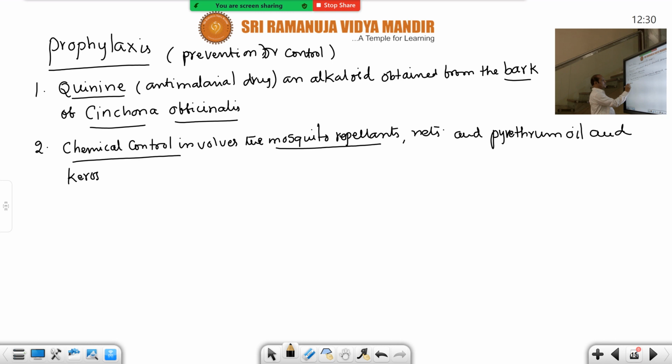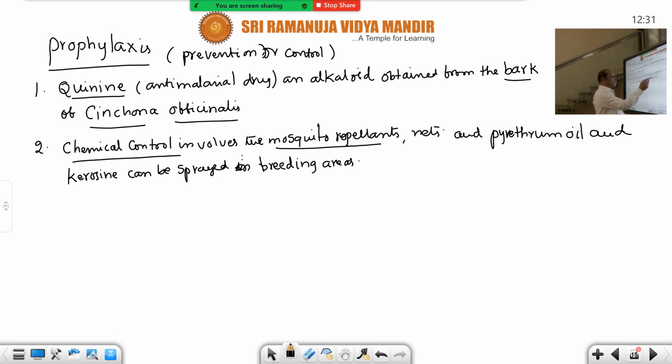Sprayed in their dwelling areas, breeding places where the eggs are deposited. Generally mosquitoes lay eggs on the surface of water, so that is the breeding area. Sprayed in breeding areas, so that at the level of larva itself they will be killed. The life cycle of the mosquito is stopped at the larval stage itself. Egg, larva, pupa, imago are the 4 stages in the life cycle of the mosquito.